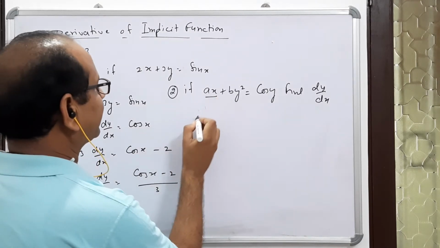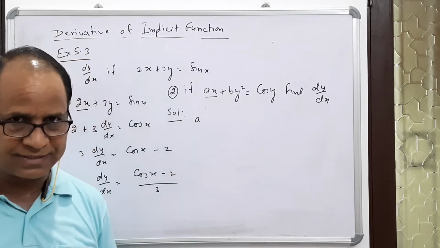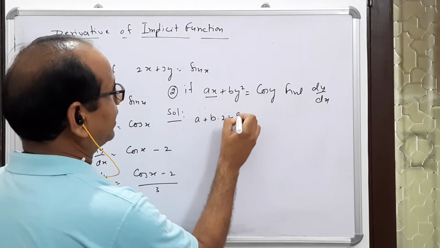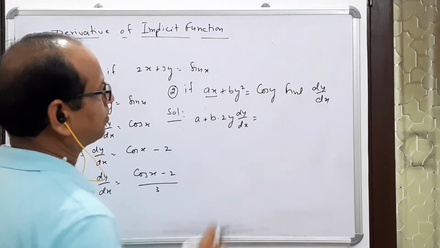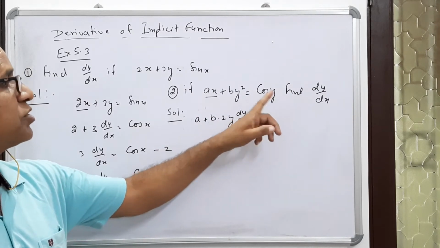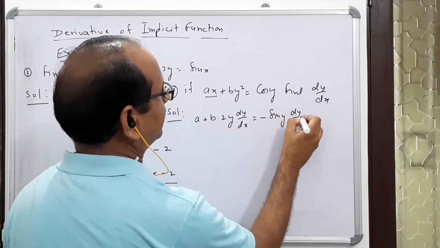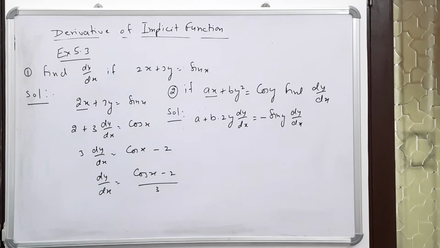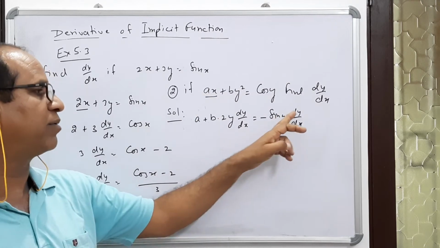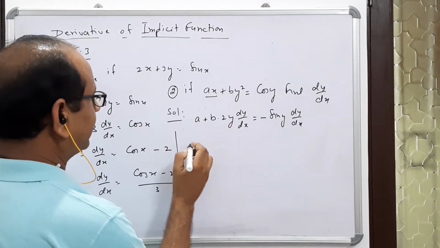So the derivative of ax square is 2ax, solution part. Plus b, derivative of y square is 2y, and we write dy by dx with this. B will remain as it is, y square is 2y dy by dx. Then you see cos y. The derivative of cos y will be minus sin y and then dy by dx. Whenever you are taking the derivative of the function in terms of y, you have to add dy by dx.